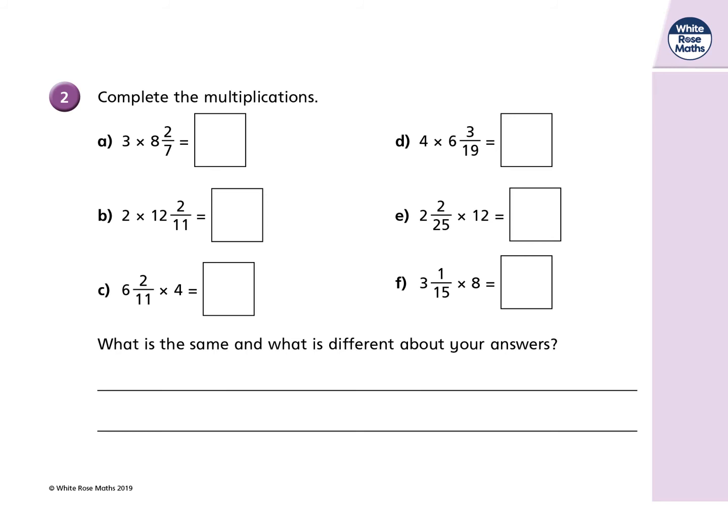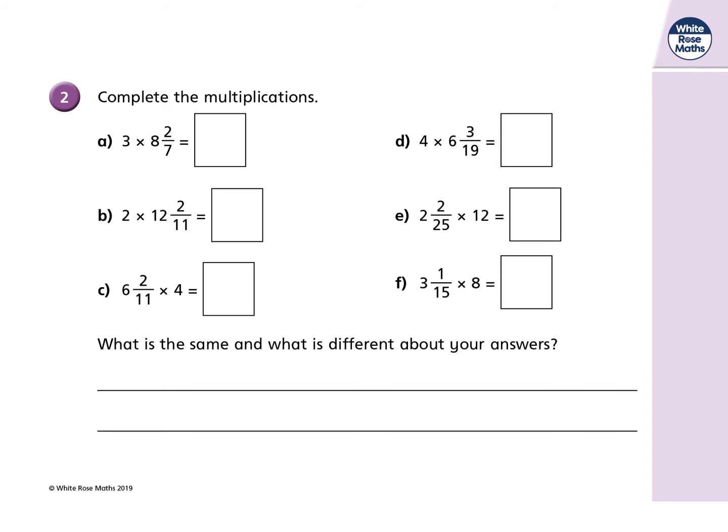Over at D, we've got 4 times 6 and 3/19. Now that 19 might scare you, but remember, it doesn't change, it doesn't need to. You need to do 4 times 6 and then 4 times 3/19. For E, it's 2 and 2/25 times 12. So again, do the whole number calculation first. 2 times 12, then 2/25 times 12.